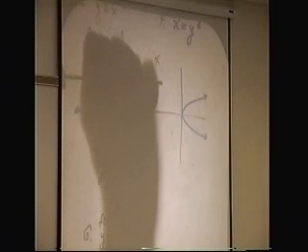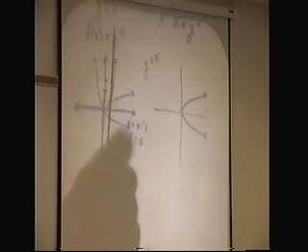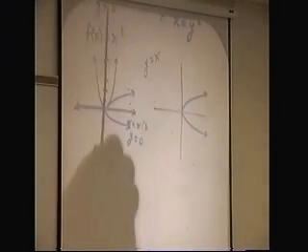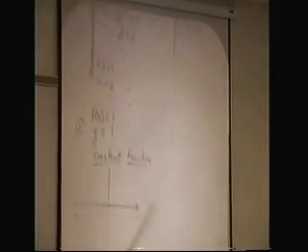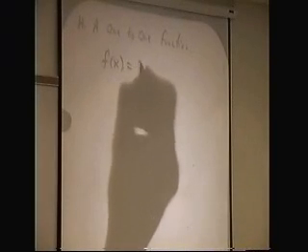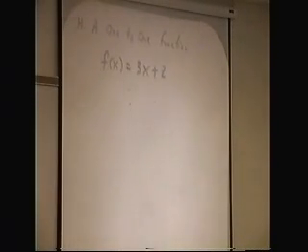So to be a one-to-one function, it has to work both ways. It has to work horizontally and vertically. And lines always work, almost. Here's a one-to-one function. f of x equals 3x plus 2. Go ahead and draw the picture of it.